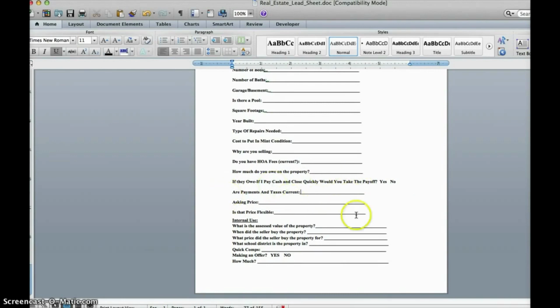We can find this out as well, but it's a lot easier if they already know they're not current, just so we can factor that into the offer as well. And then we want their asking price.